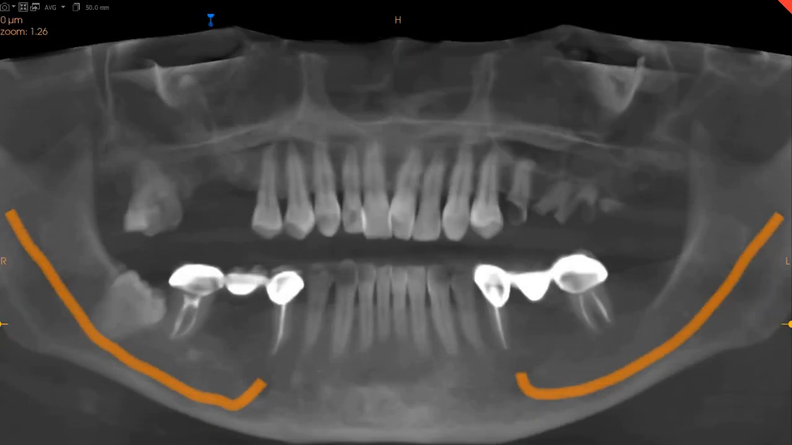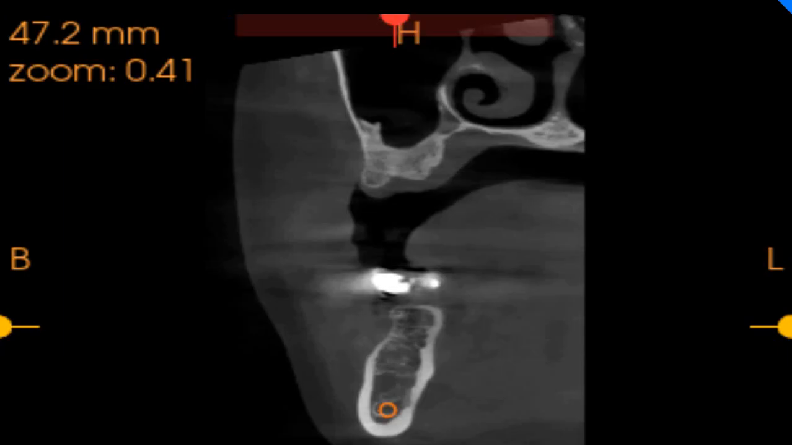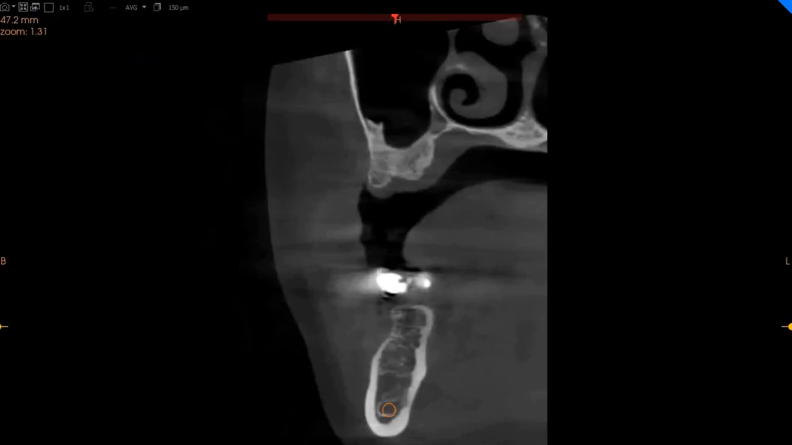Now you can very clearly see on the OPG right here that we've got an edentulous area in the upper right 6 and 7 region. The upper right 6, when we look at it from a transaxial view, you will be able to notice we've got a ridge width of 10 millimeters and a height of 5 millimeters, very D1 quality bone.